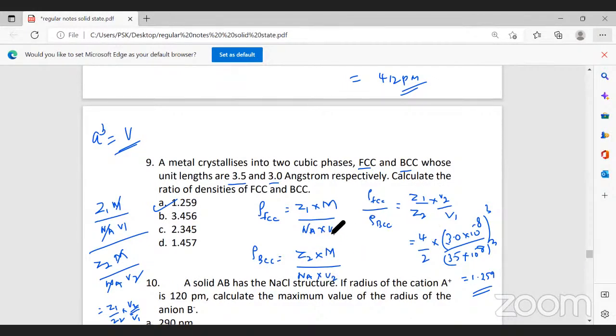You can write it as A1 cube here, and A2 cube there. So it will be A2 cube here and A1 cube here. That's fine, all the same. A cube is nothing but volume only, so I have written it as V1 and V2. You can take it as A1 cube and A2 cube. That's also fine. You'll get the same answer.